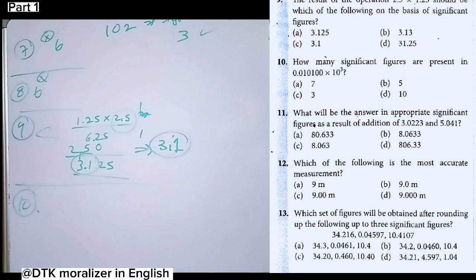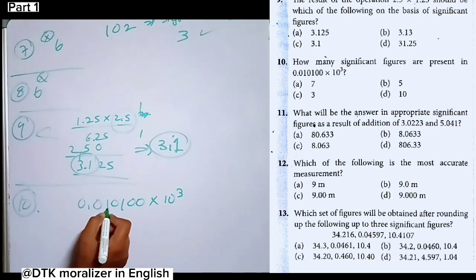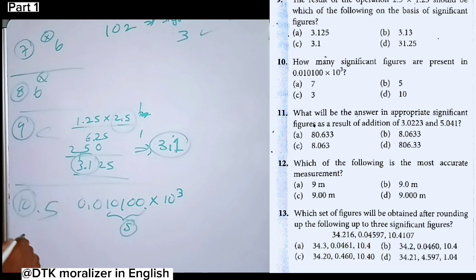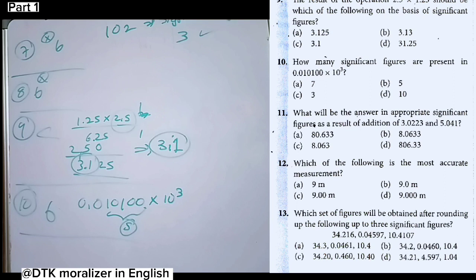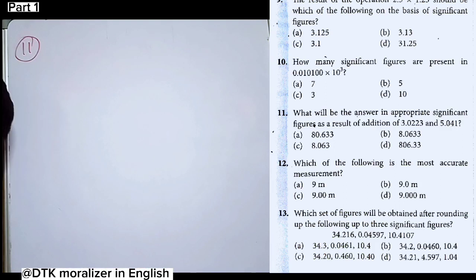Now question number 10. How many significant figures are present in 0.01010 into 10 power 3? Here, as you can see, these are taken into consideration. So significant figures are 5. So option B.